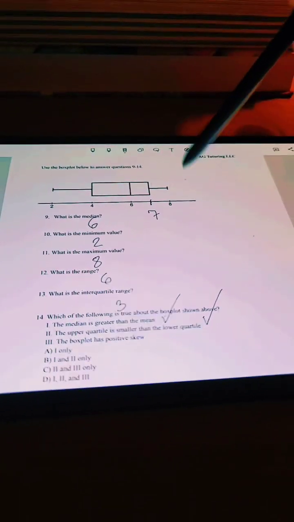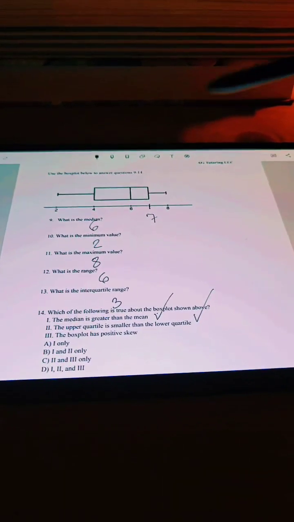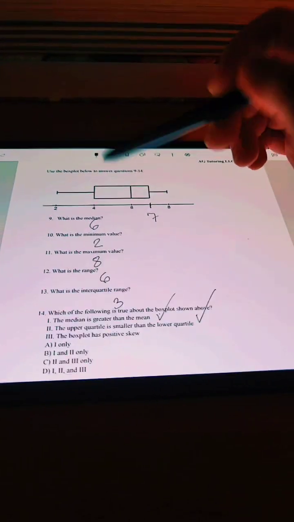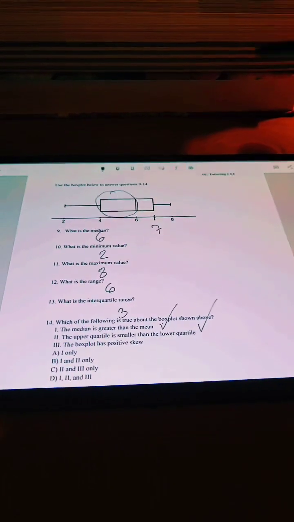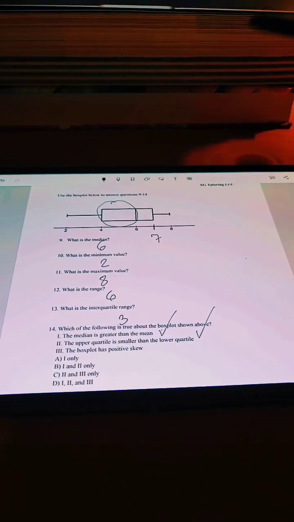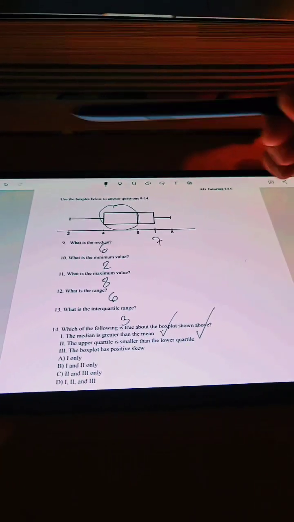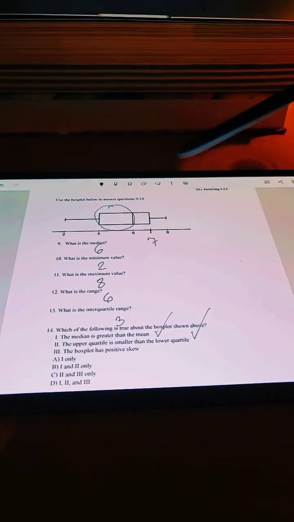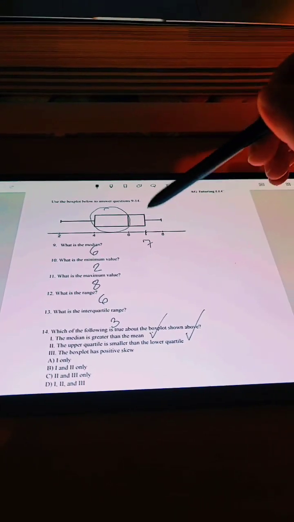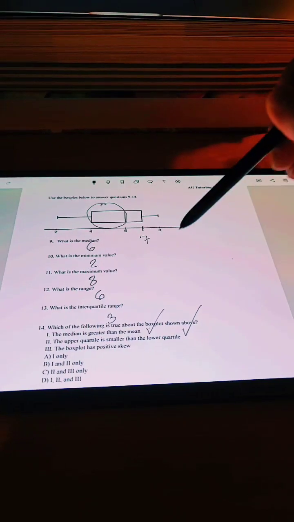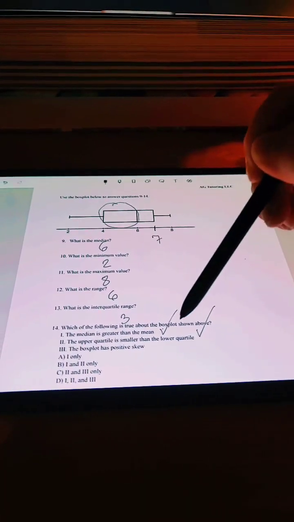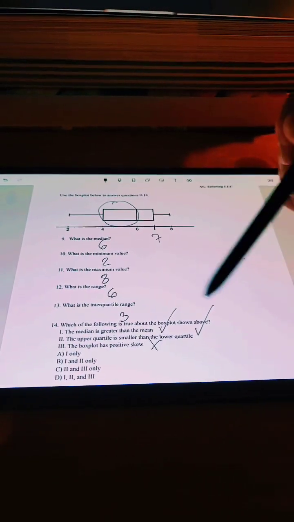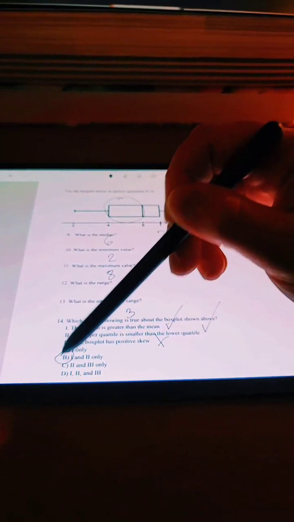Now let's talk about skew. So with skew, also I tell students pay attention to the mean, or the bigger portion of the box. So if it's negatively skewed, the bigger portion of the box is towards this side of the number line. If it were positively skewed, it would have a bigger portion of the box right over here towards the right. Which it does not, so it's not positively skewed. So it would only be 1 and 2, so it would be B.